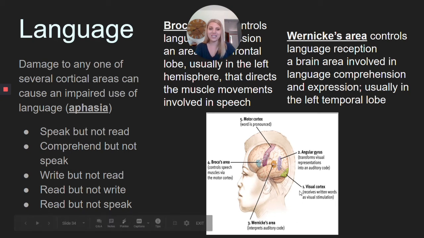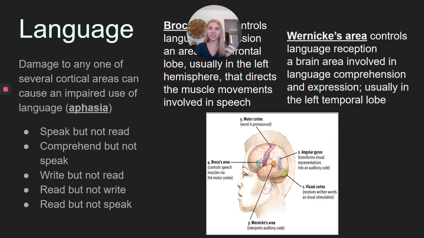So you can actually see this process right here in my diagram. We start with the occipital lobe, visual cortex, right here in the back. Then next, I go to an area of the temporal lobe known as the angular gyrus. Now, not everybody's angular gyrus is as strong as we once thought, because what the angular gyrus does is it transforms visual information into an auditory code.